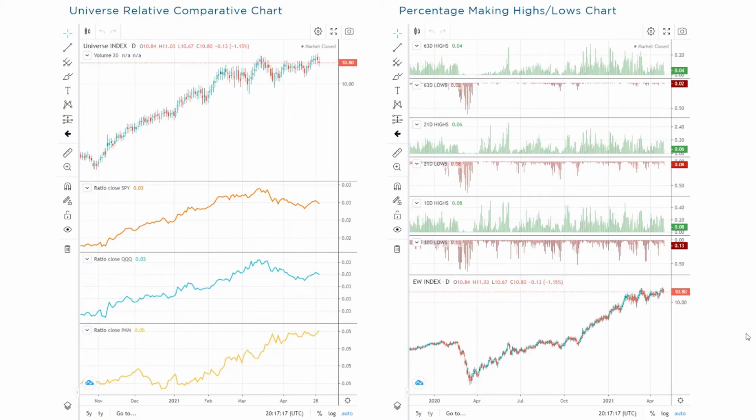The chart on the right shows us what percentage of stocks in the universe are making new highs and lows over a specified period of days. This short-term breadth indicator helps alert us to when the markets are nearing extremes both on the downside and on the upside. Another indicator that can gain importance as we move down into market segments.